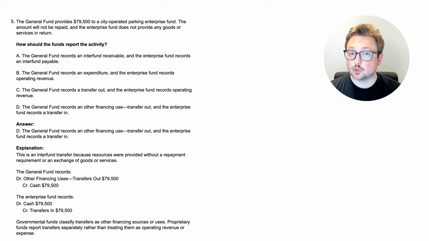This is an interfund transfer because resources were provided without a repayment requirement or an exchange of goods or services. So the general fund records a debit of other financing uses transfer out, and they credit cash for the same amount, $79,500. The enterprise fund records a debit of cash and a transfer in. Governmental funds classify transfers as other financing sources or uses. Proprietary funds report transfers separately rather than treating them as operating revenue or expense. Or essentially, they're not recording it as other financing sources or uses, like the governmental funds are.